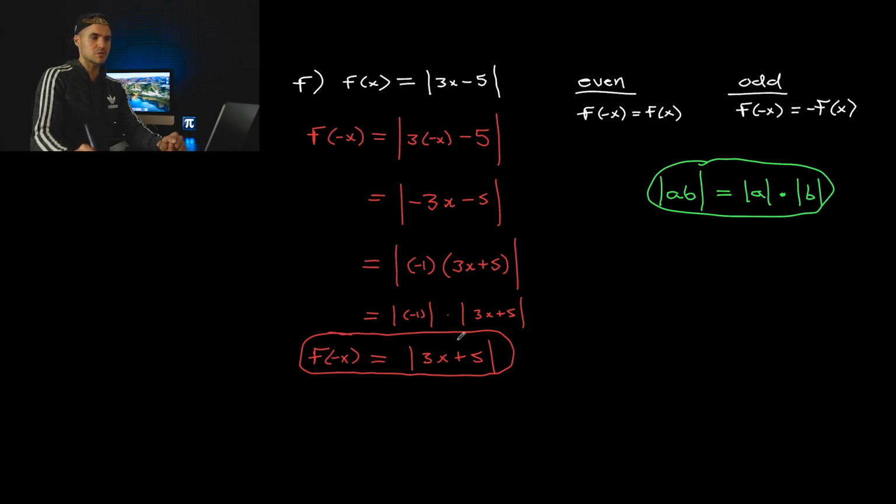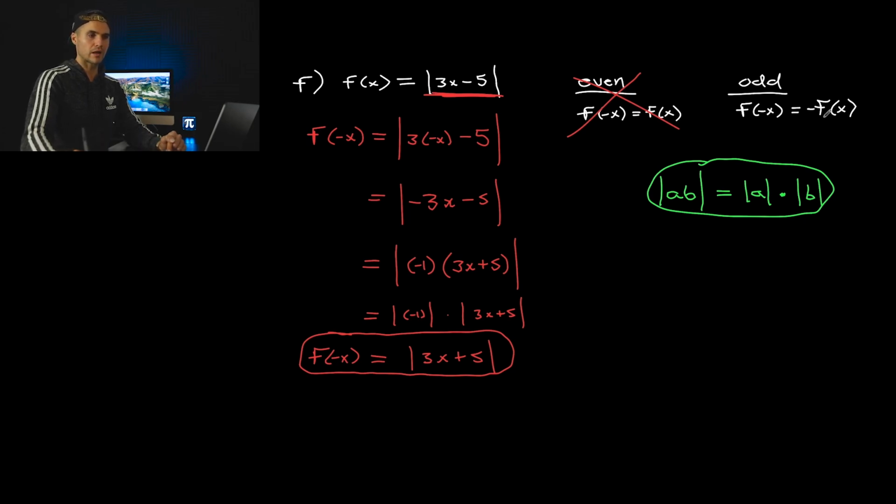Right, so first thing we do, compare it to the original function f of x, which is the absolute value of 3x minus 5. Well, this and this, they're completely different. Absolute value of 3x minus 5 is not equal to the absolute value of 3x plus 5. So we know that this is not going to be an even function.